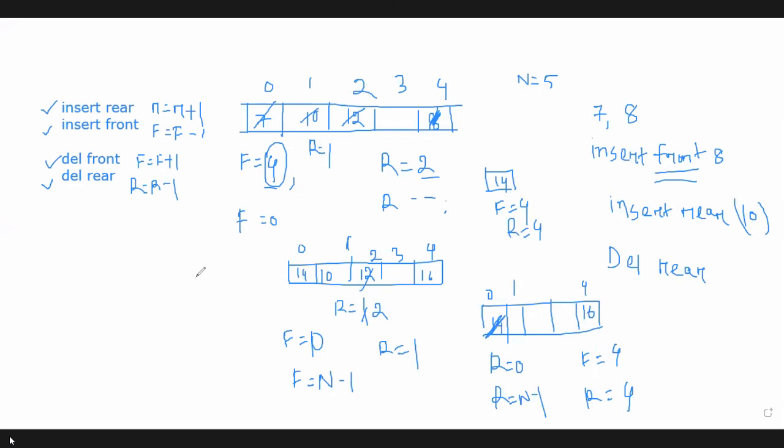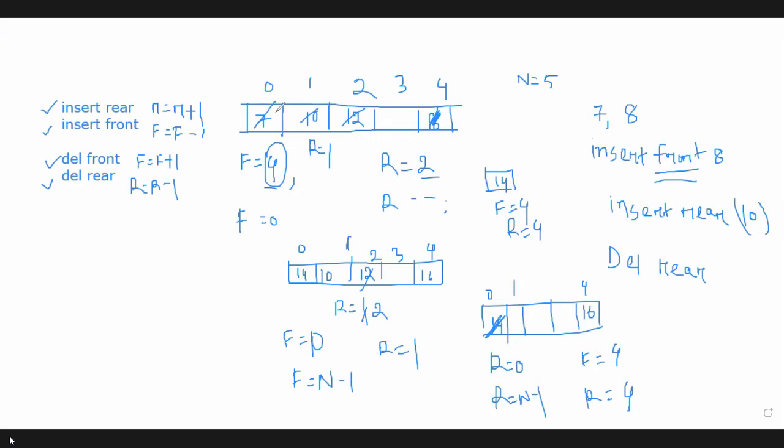And another type of queue is circular queue. So what are the characteristics of circular queue? Just like the linear queue, we can insert the data element at the rear side and we can delete the data element from the front side. But after deleting some data element from any position, if we want, we can reuse the empty spaces. That is circular queue.